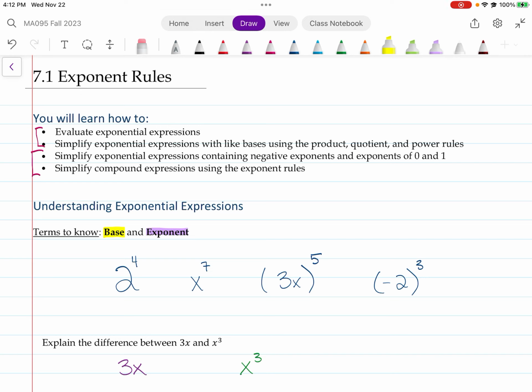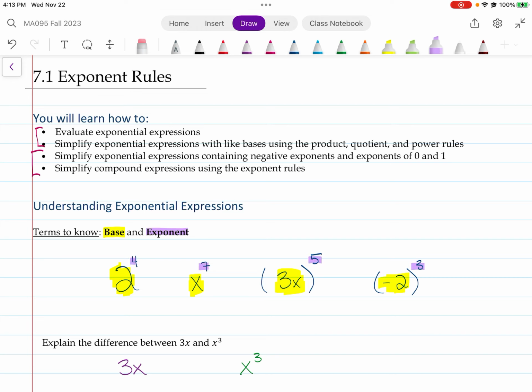So I've got four different looking examples here. The first one is just a 2 raised to the 4th power. I'm going to color each of the bases yellow. So the 2 is the base. Pause the video and see if you can figure it out yourself. All right, so the x, the 3x is the base, and the -2 here is the base. So what are the exponents? Well, those are all of these.